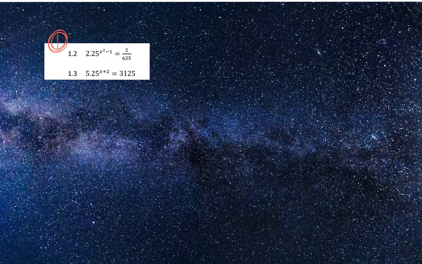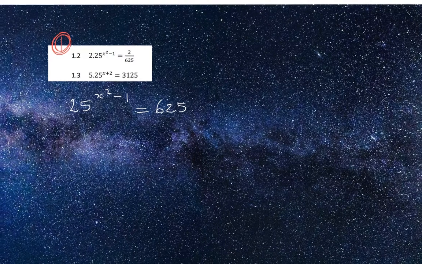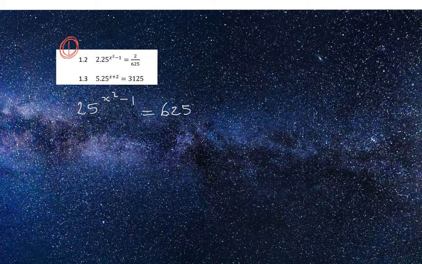I hope that you remember that in order to solve such an equation, you must isolate your exponential term, get the same base, and then solve by comparing the powers, which means that in example 1.2, I would first divide both sides by 2 to get 25 to the power of x squared minus 1, which is then equal to 1 over 625, or 625 to the power of minus 1.